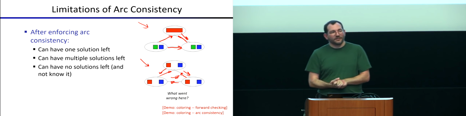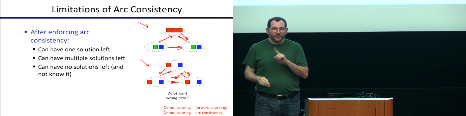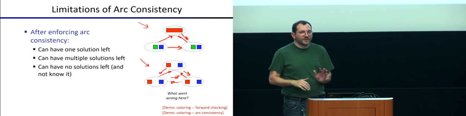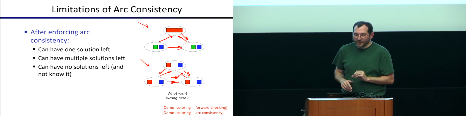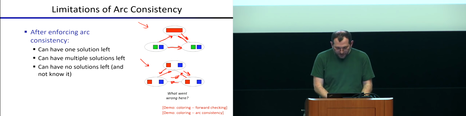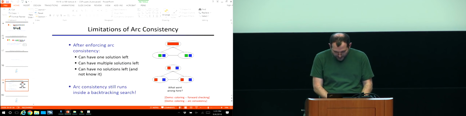What went wrong is the problem here is between three nodes. And arc consistency traffics in pairs, right? And it will not detect violations in general that are between three. All right, so it also still runs backtracking search. So let's see all of that, and then we'll quickly talk about ordering.